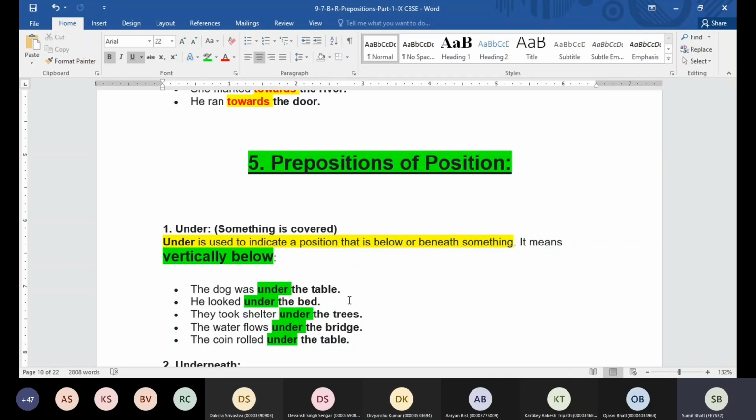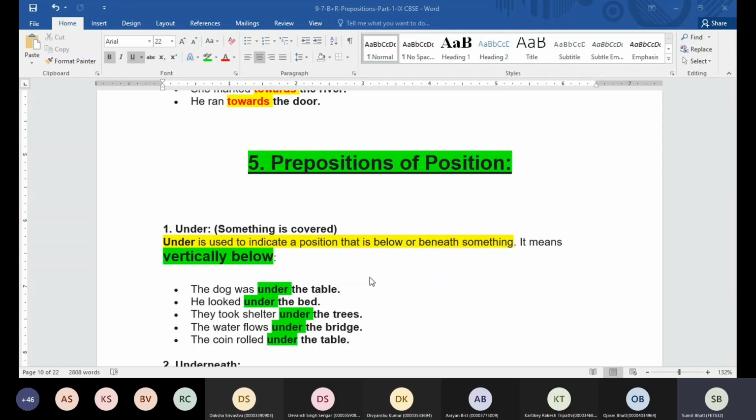If you want to talk about the position, then we use a different word. He looked under the bed. So on top there was the bed, and at the bottom he was there with his head. They took shelter under the trees. So trees were on top and the people were standing under the tree. The water flows under the bridge. On top there is the bridge and at the bottom there is the water. The coin rolled under the table. On top there is a table and at the bottom there is a coin.